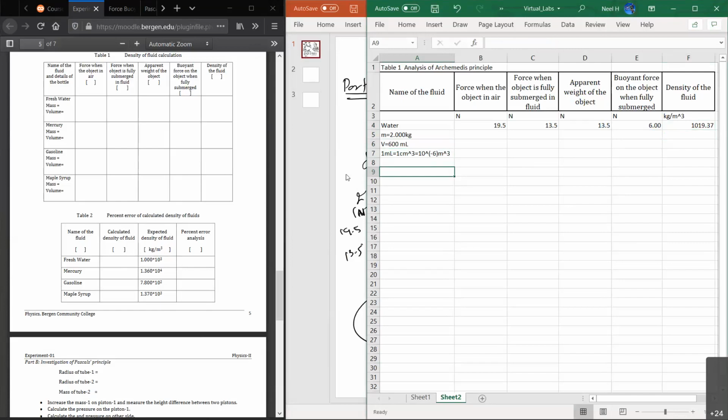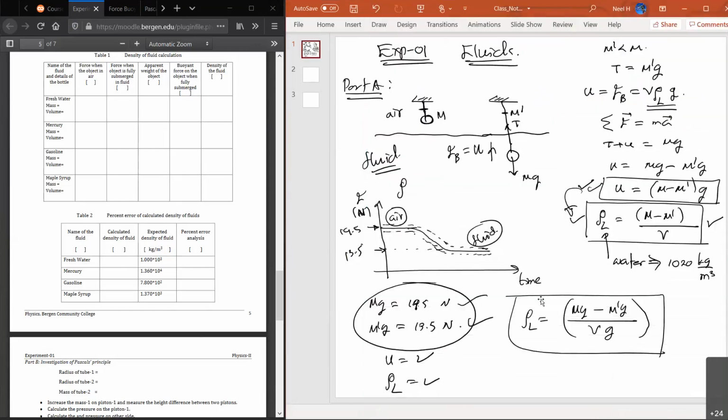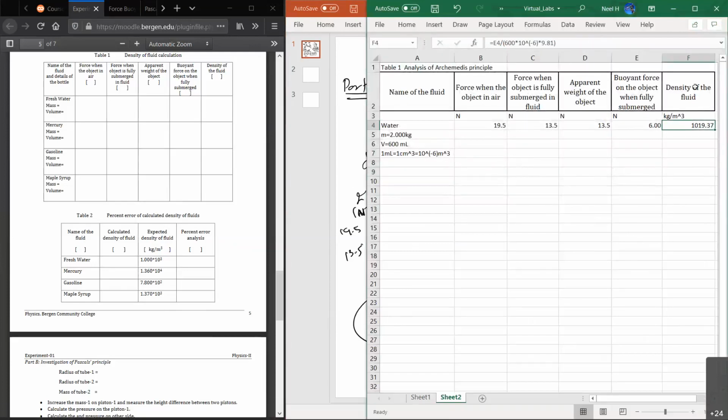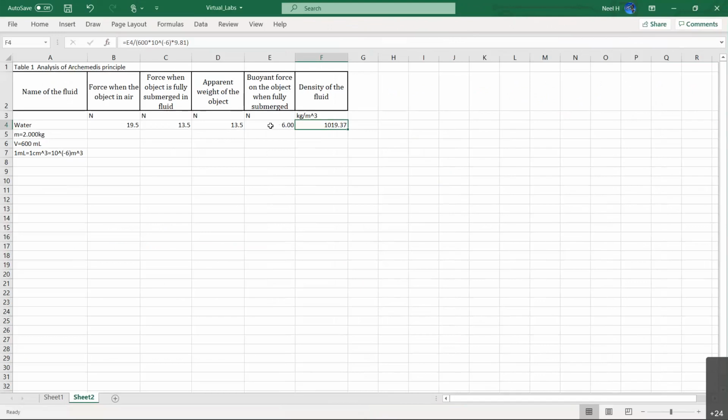You have to do that calculation, right? You can see here, this is the formula. You have to build the formula yourself on Excel. I will write down the Excel equation which I am using. So this is a calculated value. This is the equation which I use.